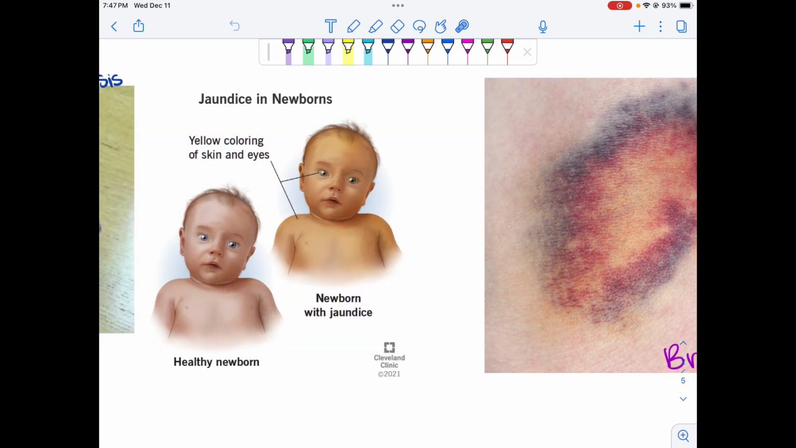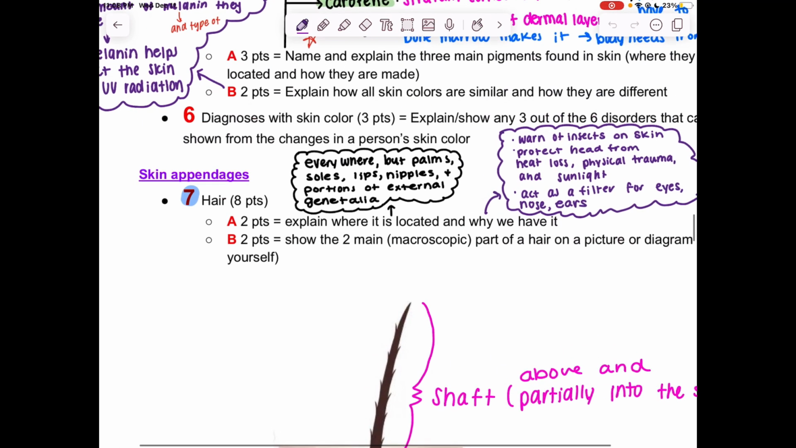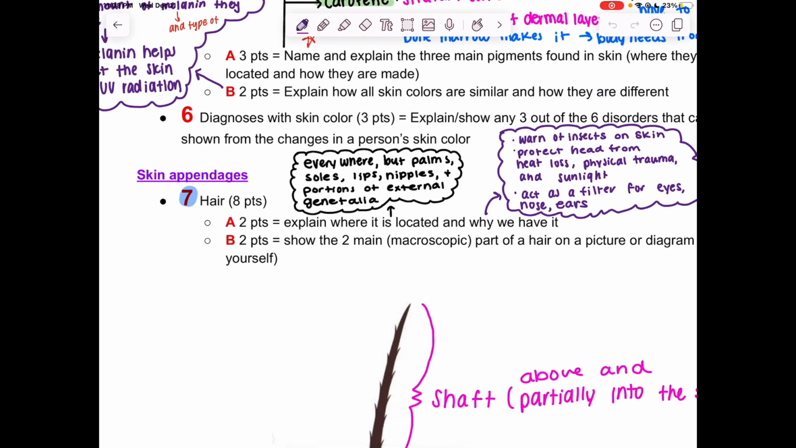Jaundice is when there's a yellow cast to the skin caused by a liver disorder where bilirubin accumulates, or it is common in newborns. Bruises occur under the skin, and they are a purple, yellow, reddish color that is caused by blood clotting under the skin. Hair is located everywhere but palms, soles, lips, nipples, and portions of external genitalia.